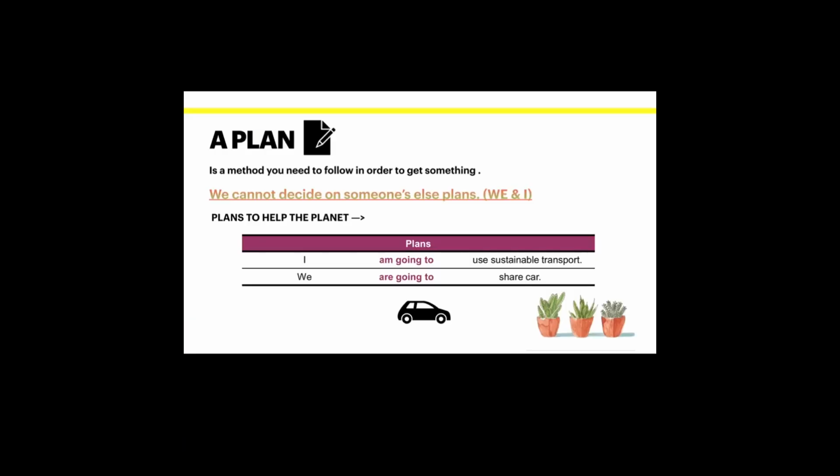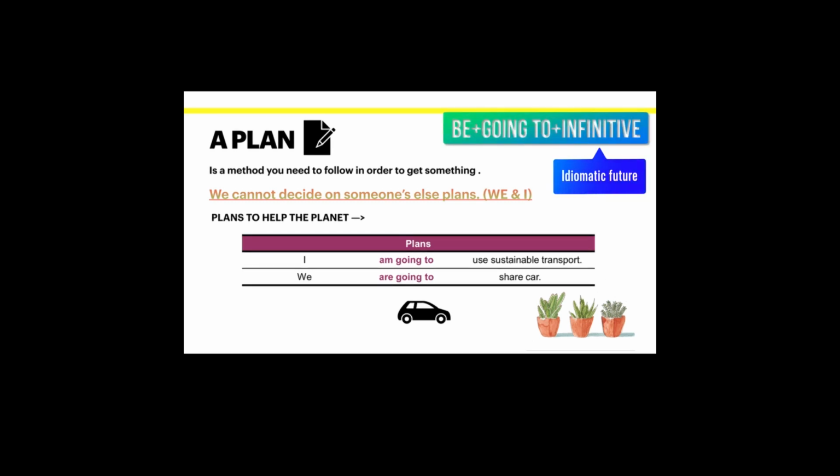Remember that we cannot decide on someone else's plans or on someone else's decisions. That's why we use the pronouns we and I. Look at the examples again in order to help the planet. I am going to use sustainable transport. We are going to share a car.